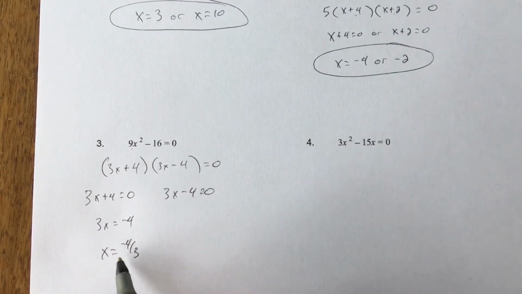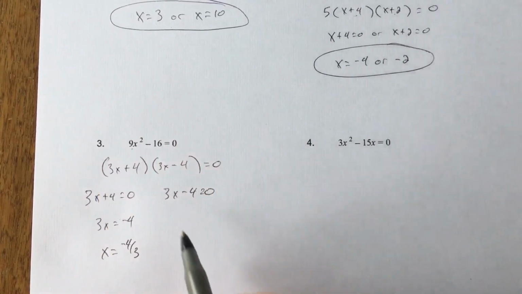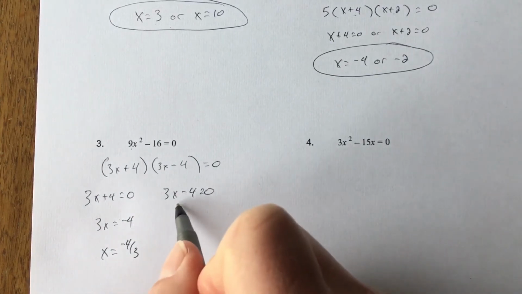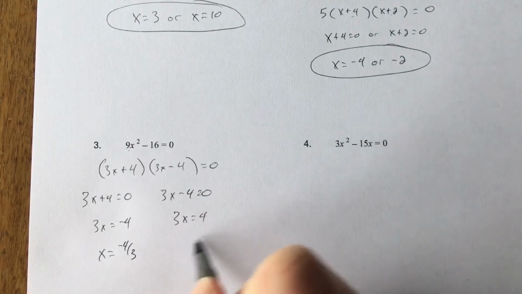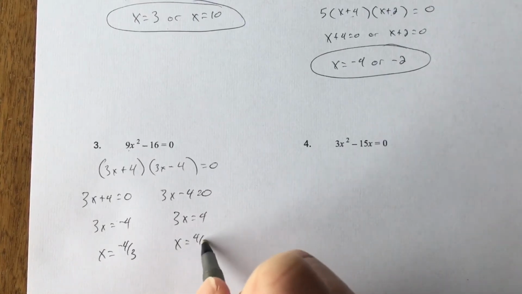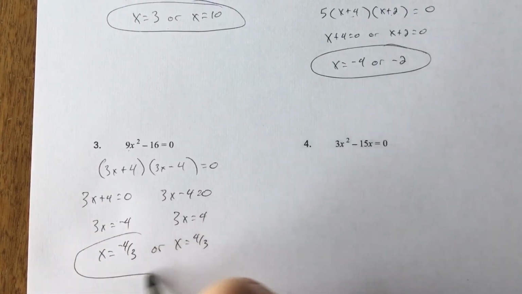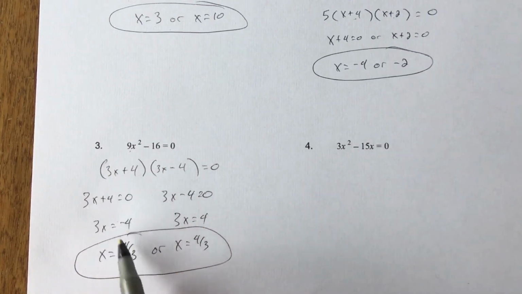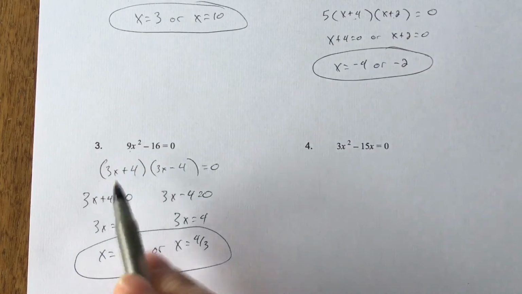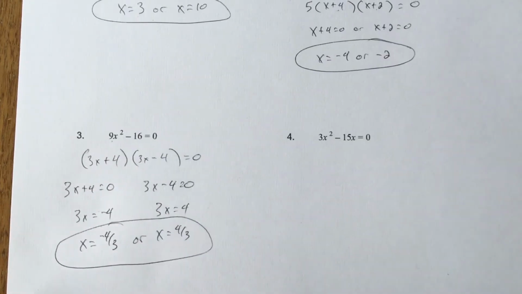So that's a little unusual, not like the other ones we saw, but that's kind of how we navigate there. And in this one, we're going to add 4. Divide by 3, we get x equal to 4/3. And so those are our two answers. So again, when you got something in front like that, it's going to just give you an extra step in the solving. Not a big deal, but something to kind of be aware of.